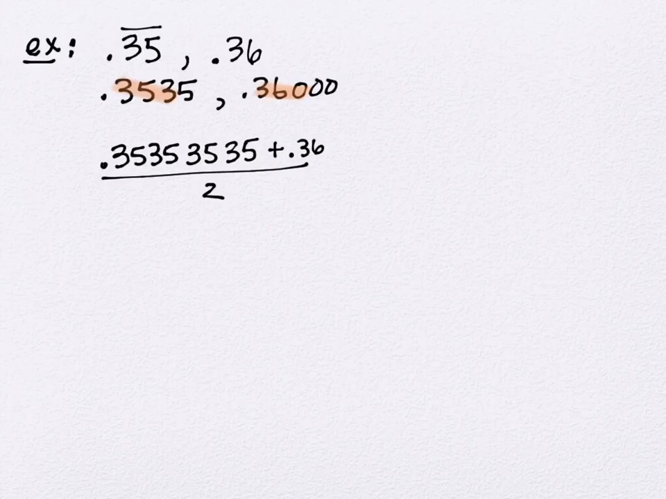And then if I'm doing this one with my 3 5s and I'm adding them together and dividing by 2, let's see what happens. So I have 0.35, 35, 35, 35 added 8 times plus 0.36 and divide by 2. And once I do that, here's what I actually have on my calculator showing up. That's what shows up on my calculator when I did it.